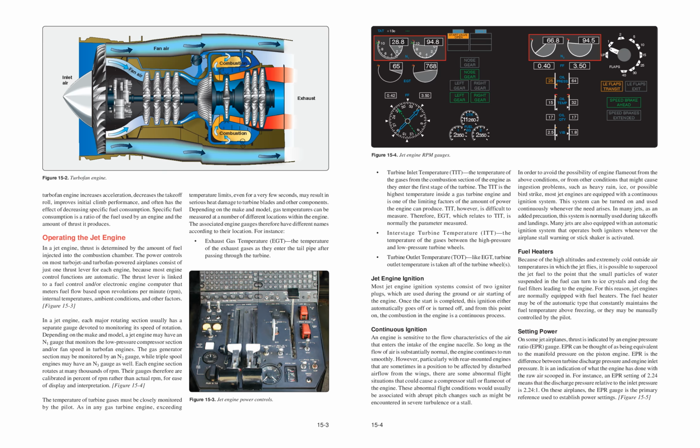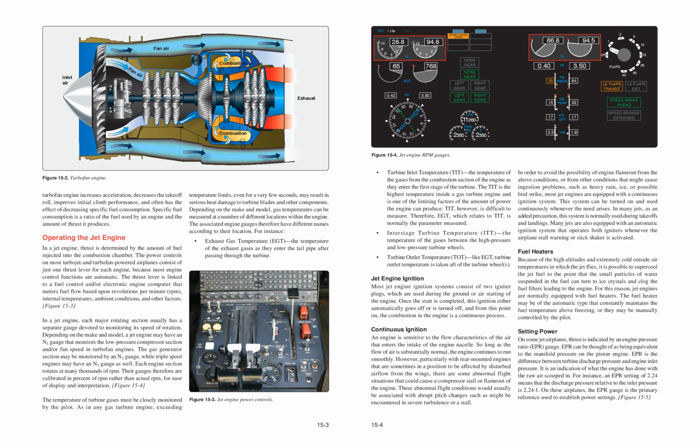Operating the jet engine. In a jet engine, thrust is determined by the amount of fuel injected into the combustion chamber. The power controls on most turbojet and turbofan-powered airplanes consist of just one thrust lever for each engine, because most engine control functions are automatic. The thrust lever is linked to a fuel control and/or electronic engine computer that meters fuel flow based upon revolutions per minute, RPM, internal temperatures, ambient conditions, and other factors.